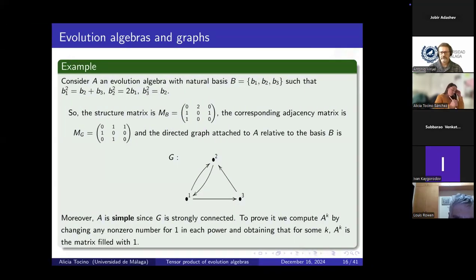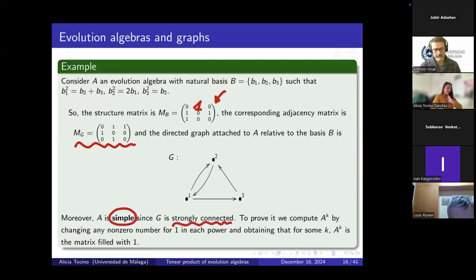As an example, we have our evolution algebra as before with the structure matrix as before, and we are going to construct the adjacency matrix. So we have to put 1 here, and we have to transpose. This is how we construct it. And we can write the graph associated to this adjacency matrix. Moreover, one can check that the evolution algebra is simple since the graph is strongly connected.